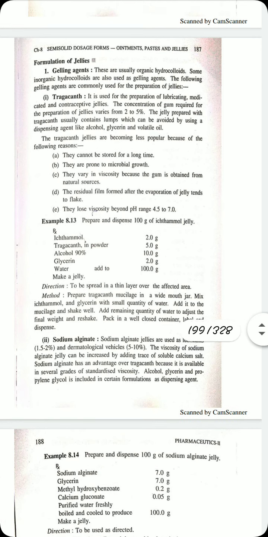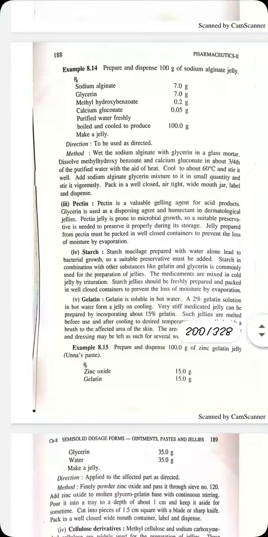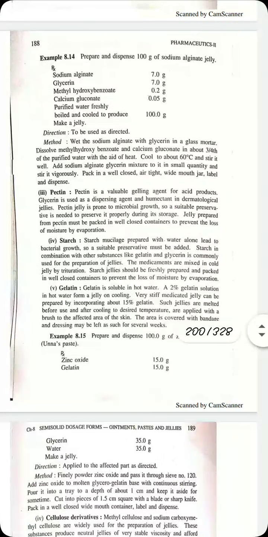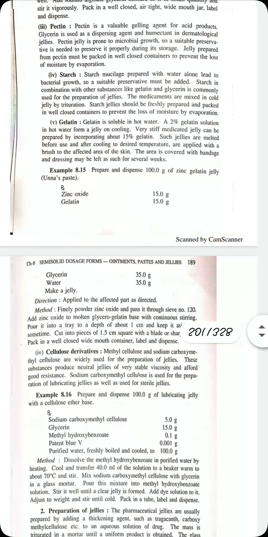The next one is sodium alginate, pectin, starch, gelatin, cellulose derivatives. These are the gelling agents.